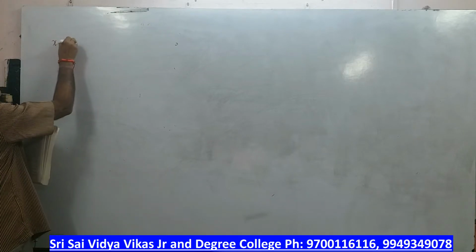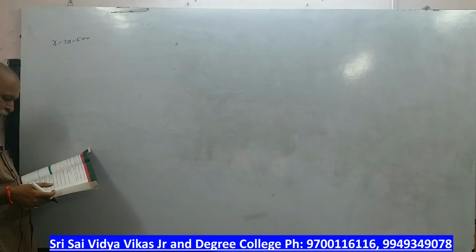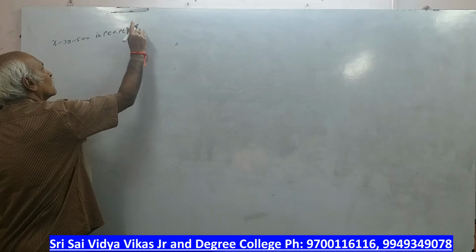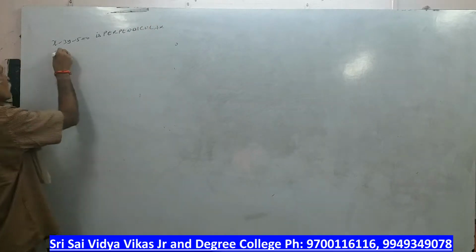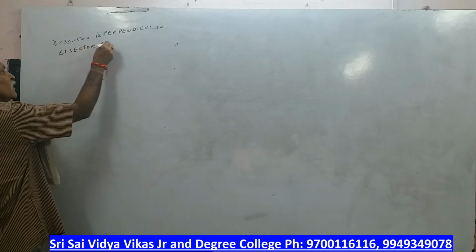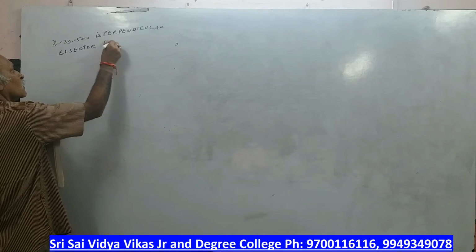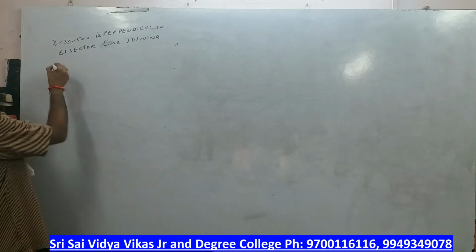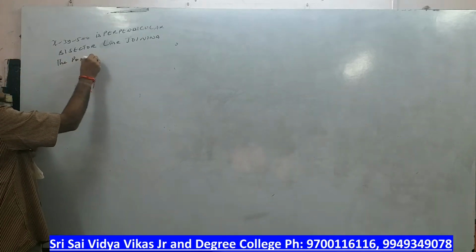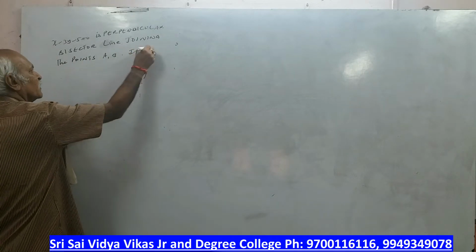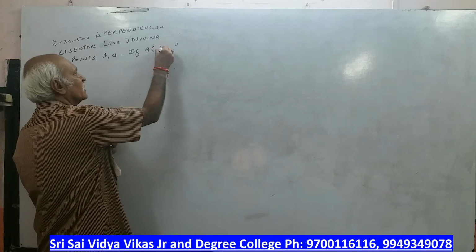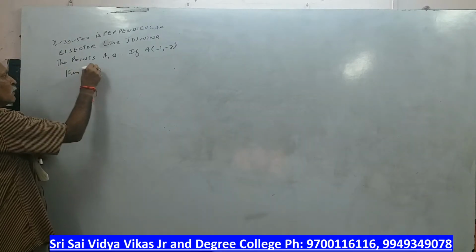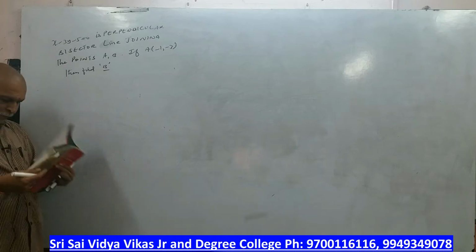x minus 3y minus 5 is equal to 0 is the perpendicular bisector of the line joining the points A comma B. If A is minus 1 comma minus 3, find the B point.